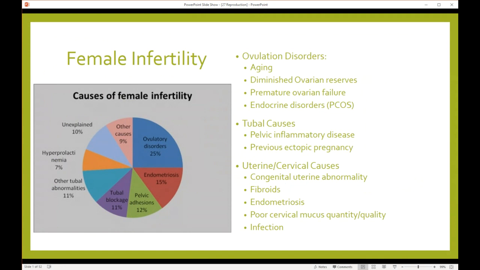An ectopic pregnancy is when the fertilized egg attaches in the oviduct or the fallopian tube. It's not going to travel all the way into the uterus before it implants. And then there can be some uterine or cervical causes. So there can be what's called a uterine abnormality. Sometimes there's a tilted uterus, or a tilted pelvis as they call it. There could be fibroids or endometriosis. There can be poor cervical mucus quantity or quality, or even infections can cause this. So any blockages can cause that through infection.